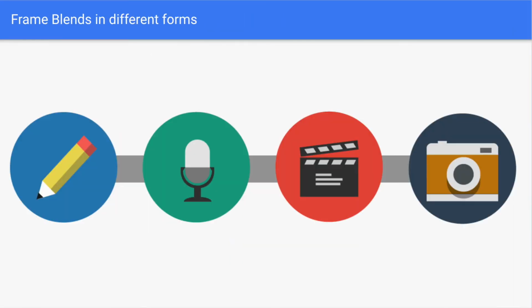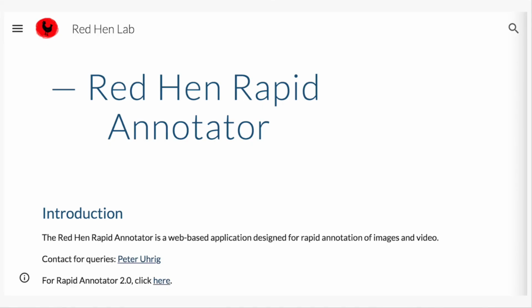So I just showed examples of frame blends in text, but there are tons of other examples of frame blends in image or in video. If you pay enough attention to it, you can find them. In this section, to make you familiar with the interface, I will show you how to do a sample work as an analyst on the Rapid Annotator interface.